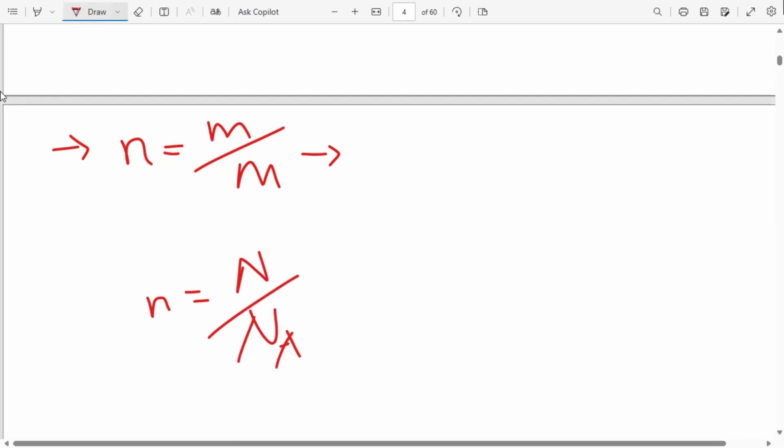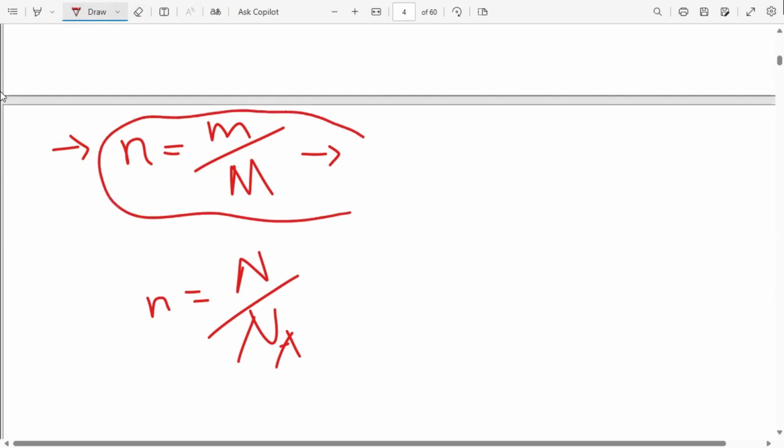And what do we mean? We have capital M as a denominator, whilst we have small letter m as a numerator. The small letter m is the mass of the substance, and the capital M is the molar mass of that particular substance in this first formula. Whilst in the other one, the N that you have as a numerator is the number of molecules, and the denominator is what we call Avogadro's number, 6.02 times 10 to the power 23 molecules per mole. That's how you're going to calculate the number of moles in different scenarios.